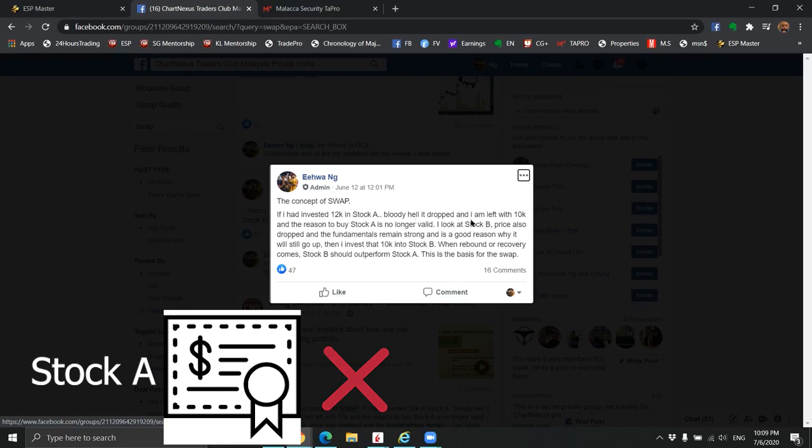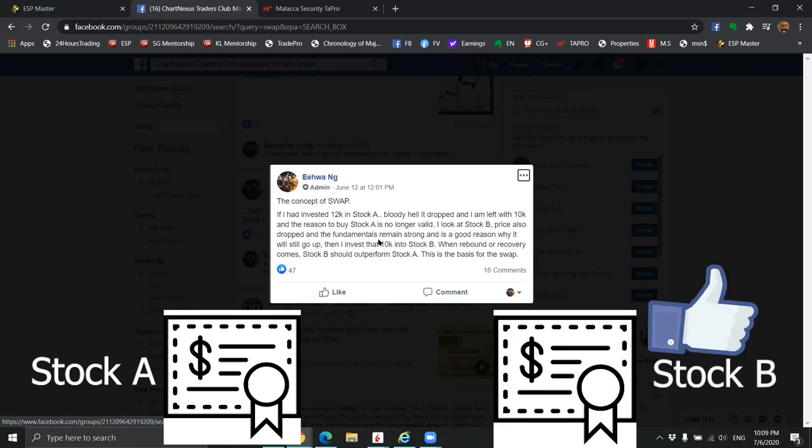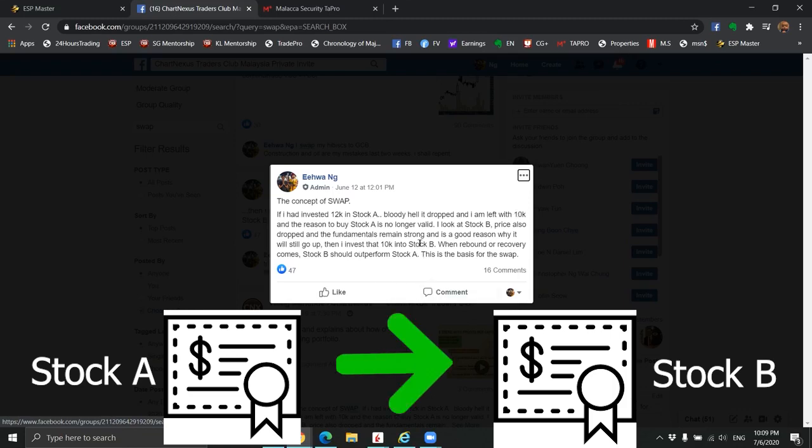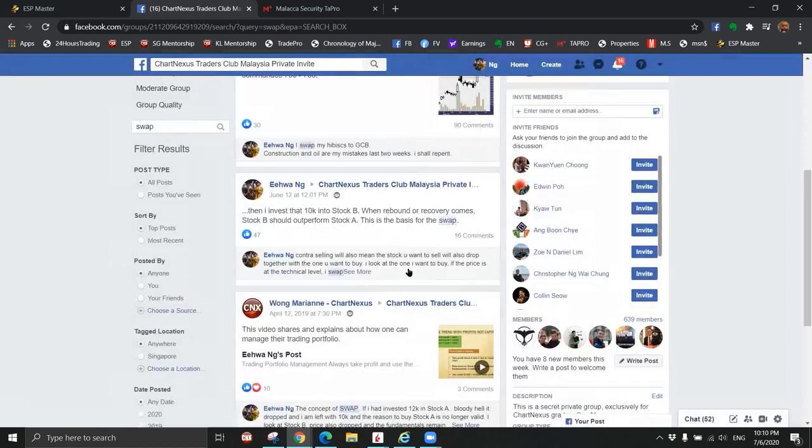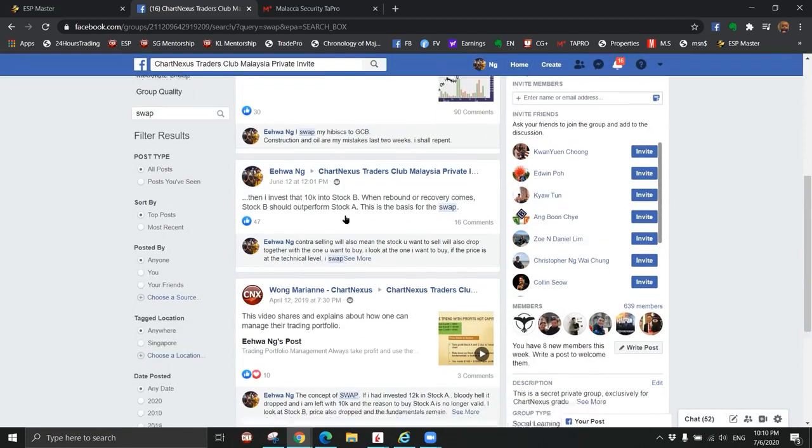So I look at stock B. Price also dropped, but the fundamentals remain strong and there is a good reason why it will still go up. GCB, Supermax. Then I will invest whatever I have in stock A, 10k, into stock B. And when the rebound or recovery happens, stock B should outperform stock A. That is the basis for the swap. Okay, so this is a very important lesson. I hope everybody learns from this. Okay, the concept of swap.